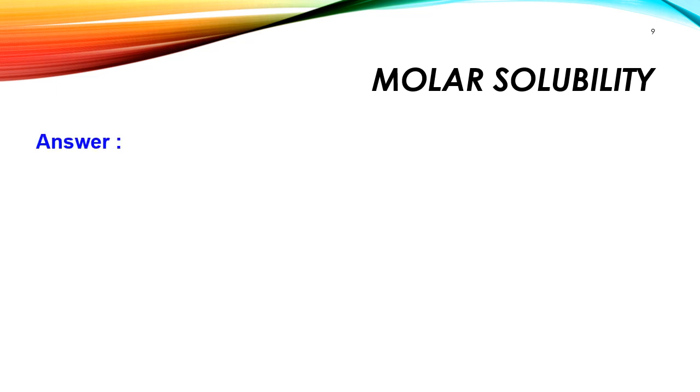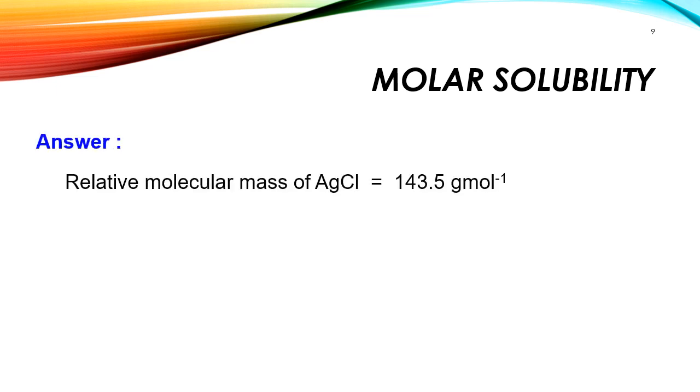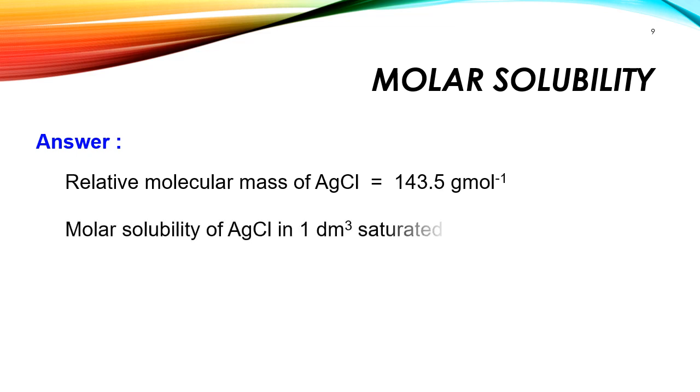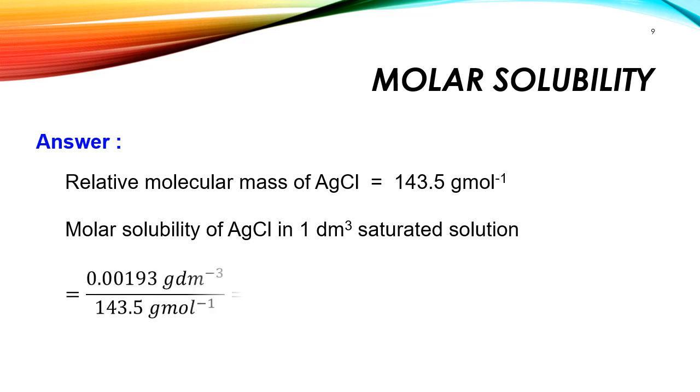Now, let's check the answer. First, calculate the relative molecular mass of the salt. The argentum chloride has a relative molecular mass of 143.5 gram per mole. When the solubility of the salt is divided by its relative molecular mass, we obtain a molar solubility of 1.34 × 10^-5 mole per dm cube.